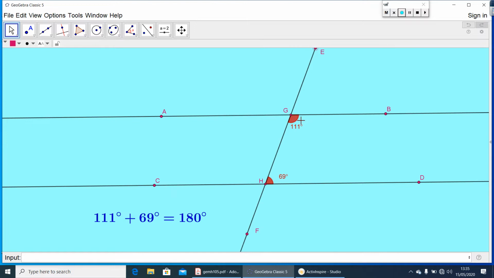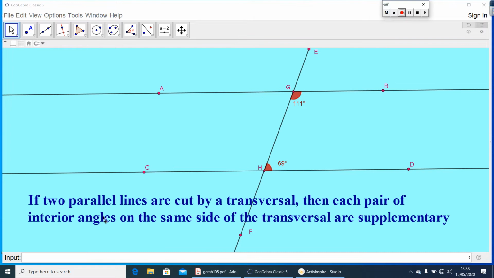So we can write, if two parallel lines are cut by a transversal, then each pair of interior angles on the same side of the transversal are supplementary. Now here also you can measure the other pair of angles on the same side of the transversal and add them, you will get 180 degrees. That means it is supplementary.